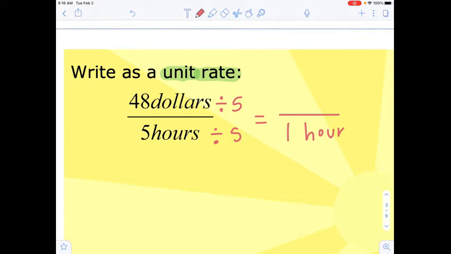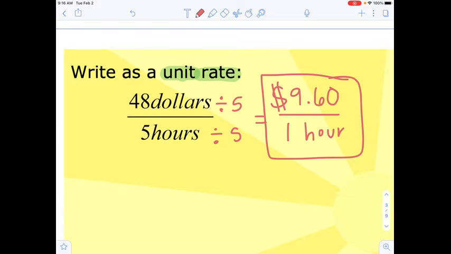48 divided by 5. And remember, you can use your calculator. 9.6, but since we're talking money here, I'm going to do $9.60, and I'm going to make sure I have a label because unit rates need 2 labels and a 1 on the bottom.